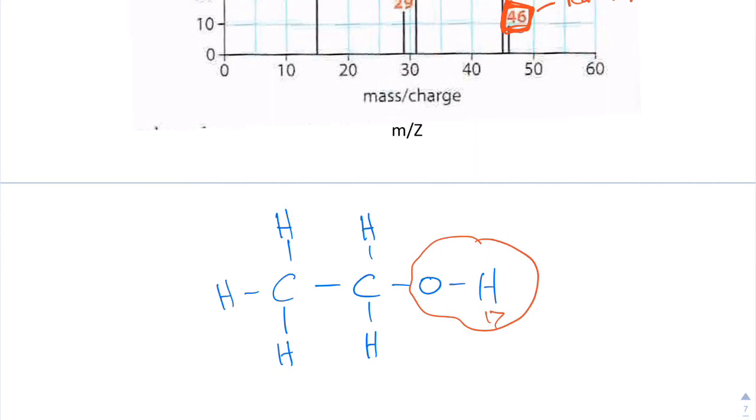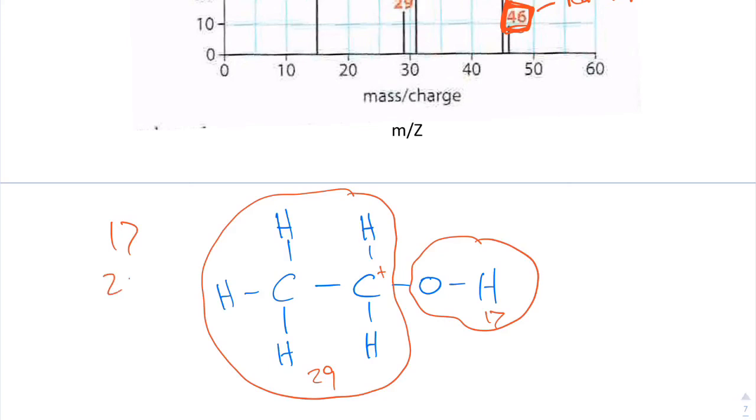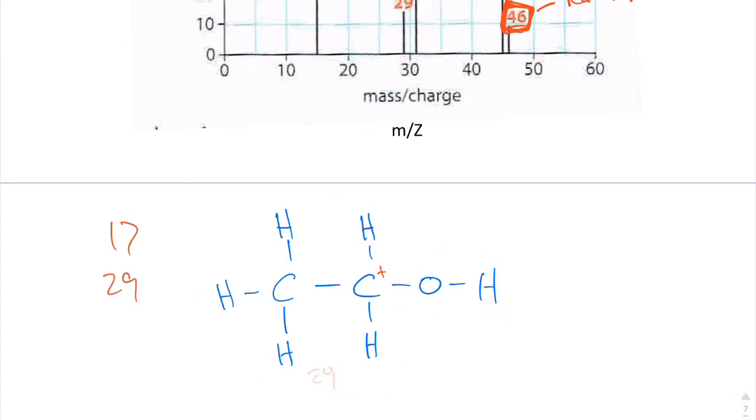I might see something like, so, or it could go to this side, right? It could smack and put the plus here. And so that would add up to 29. What else could it have done? So I could see for this one a 17. I could see a 29. Any other combos that I could get from that?